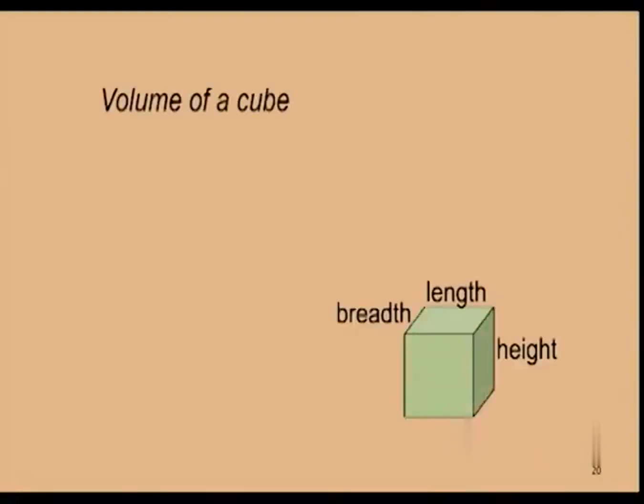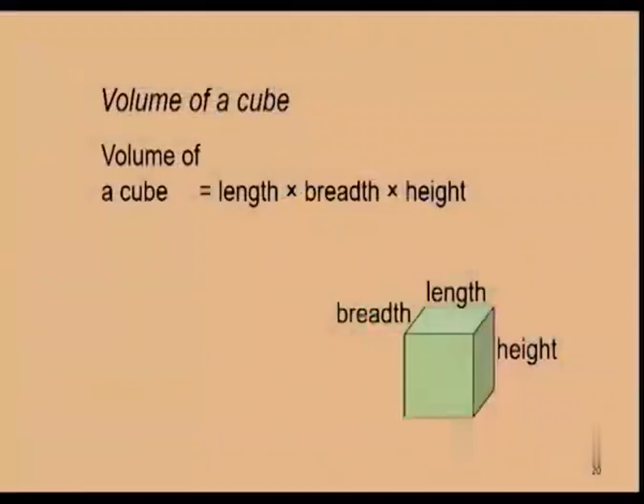Okay, children. Now, let's talk about the volume of a cube. We talk about lot of things related to volume of a cuboid. We develop a relationship, we develop a formula. Now we are going to talk about the volume of a cube. Cube is a type of a cuboid. So, we can use the same relationship to find out the volume of the cube. So, volume of a cube equals length times breadth times height.